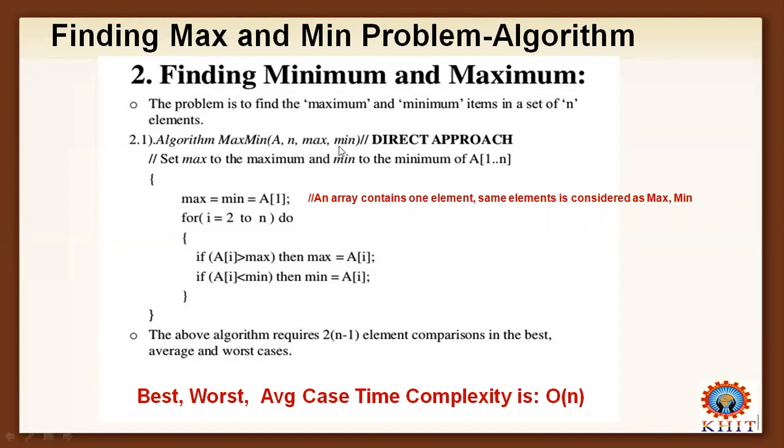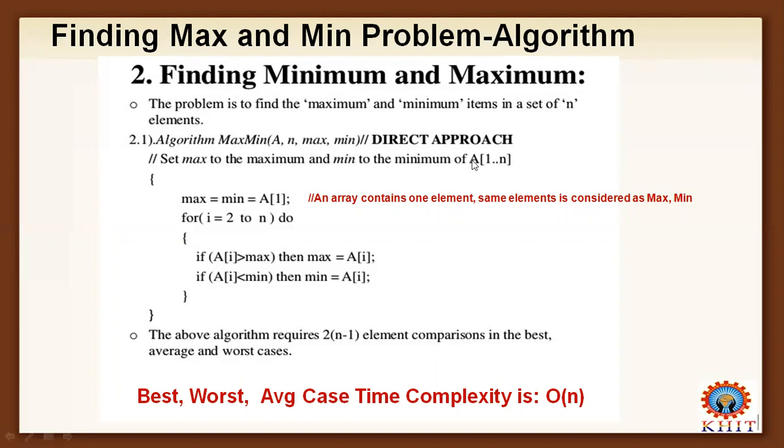And here we are passing a parameter list of four parameters. One is the array A, and n is the number of elements in the array, and we need to find the maximum element max and the minimum element min. These four are considered as parameters passed. So the name of the algorithm is MaxMin, and we are passing the maximum element, minimum element, and the given array of size n. Now set max to maximum and min to minimum in the given array of size n.